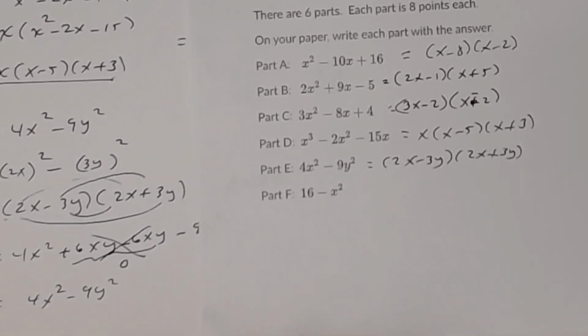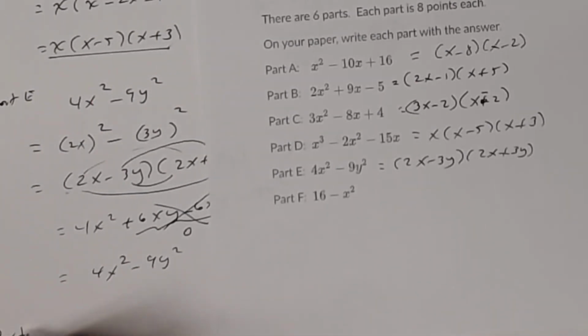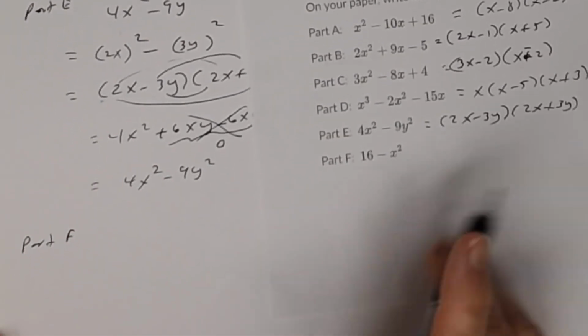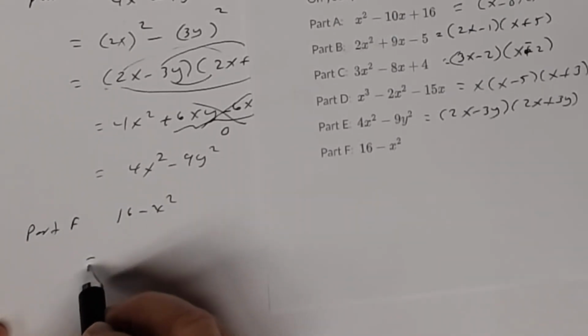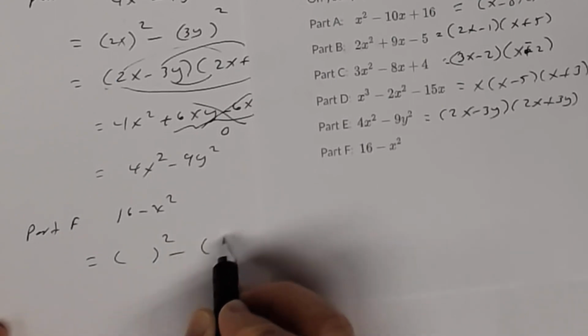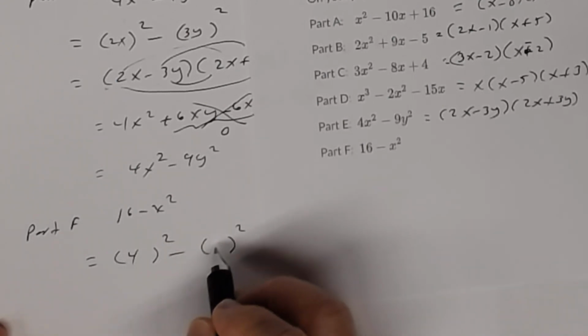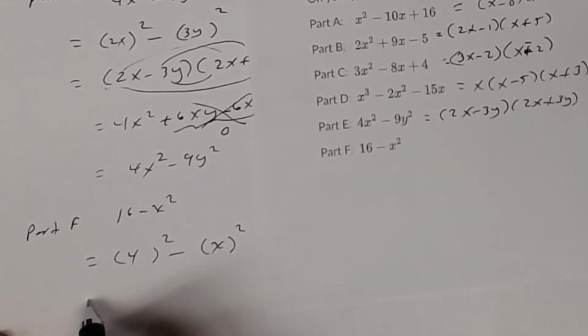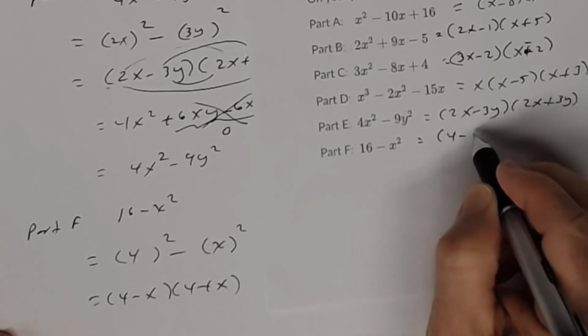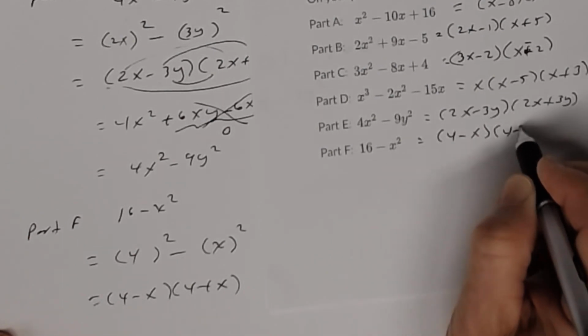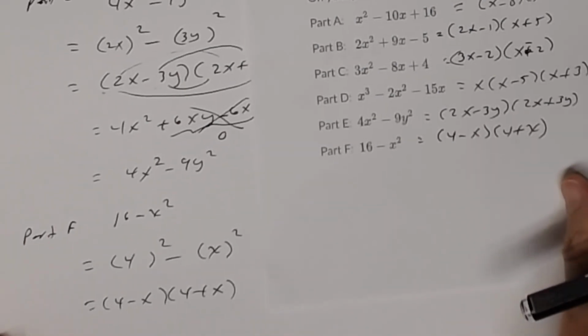And then for part F, same thing. You're supposed to recognize that that is the difference of 2 squares right here. So 16 minus x squared. And notice I can write this as 4 times itself and x times itself. And so I'm going to get 4 minus x times 4 plus x. Okay? All right, so that was problem number 2.